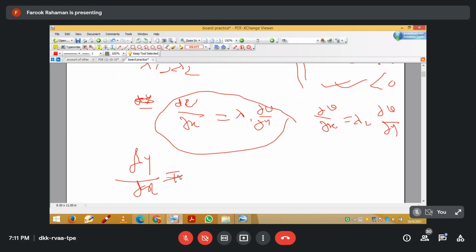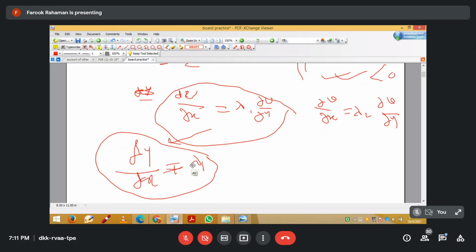How? This differential equation can be written in this form. Anyone? How can one write it? Can you tell me? Hello? Someone says: Sir, they multiplied both sides by del y del u, I think. Yes, multiplied by del y by del u. So this is a synonym equation.